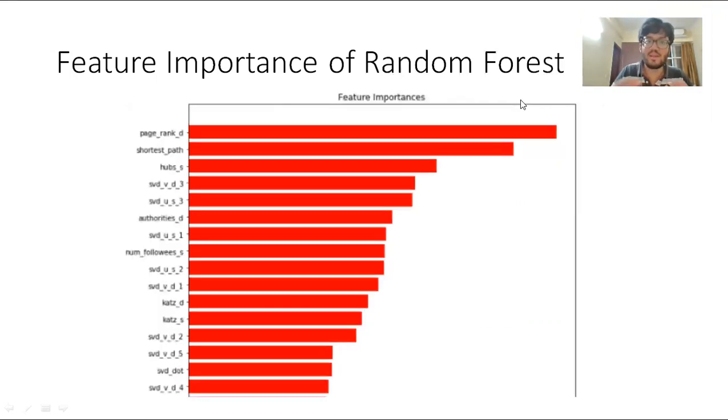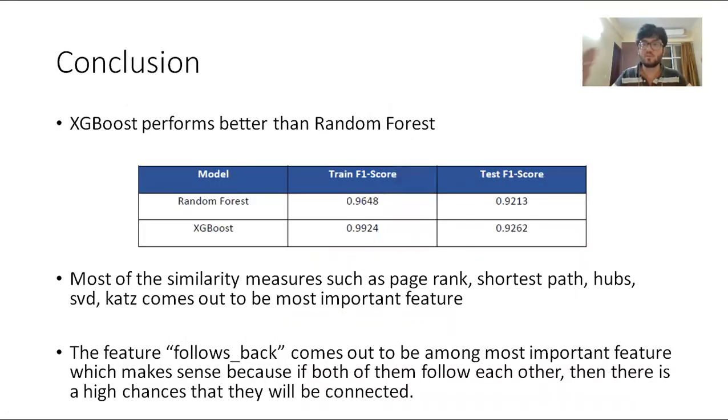Coming on to the analysis of feature importance of the random forest, we see the PageRank algorithm that we used is coming out to be the most important variable. Again, the Dijkstra algorithm that we used is giving us good results, as its predictive power is also very high. Now, we give the final conclusion.